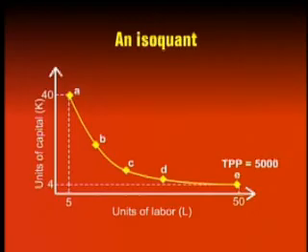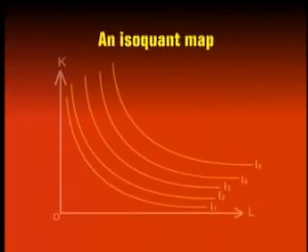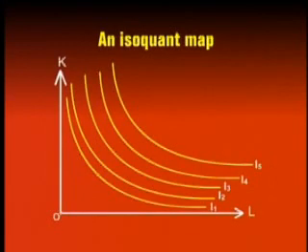Now note that this is exactly like an indifference curve, and just as we could draw an indifference map from an individual indifference curve, we can also draw an isoquant map which contains a whole series of isoquants, each on top of the other. Note again that the isoquants cannot intersect, and we discussed the intuition of why indifference curves could not intersect, and the same intuition applies here.